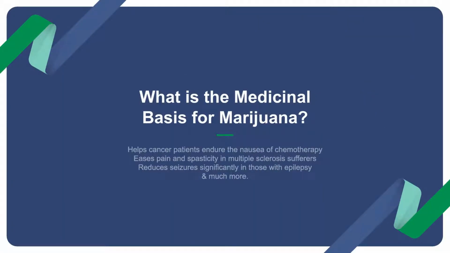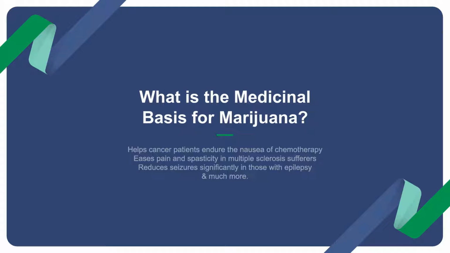What is exactly the medicinal basis for cannabis? The picture is incomplete, but we do know that cannabis helps cancer patients endure the wrenching nausea of chemotherapy. It can make a huge difference in multiple sclerosis sufferers, allowing some to enjoy an afternoon free of their constant pain and spasticity. Cannabis can deliver significant seizure reduction to children with epilepsy, so their seizures can be controlled more than conventional medicines and with fewer side effects.